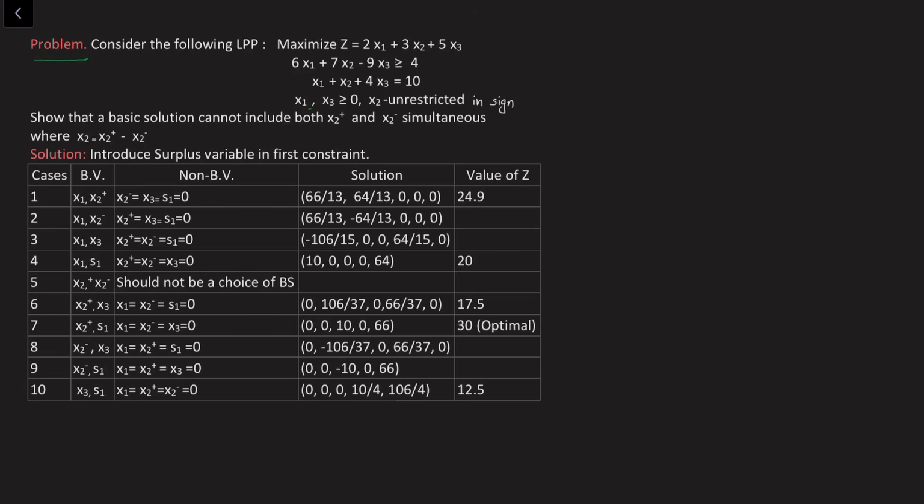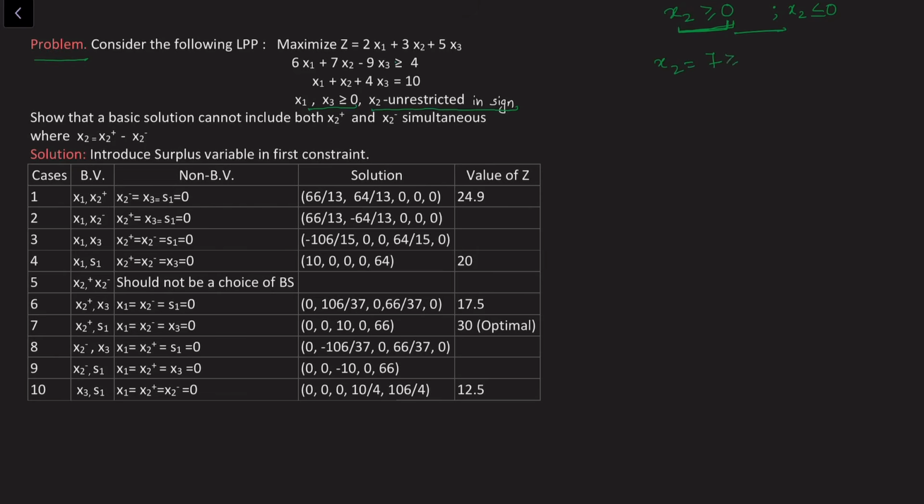Now let's look at this problem. Consider the following LPP: maximization of this, subject to two constraints, and we have decision variables x1, x3 non-negative. But the x2 decision variable is unrestricted in sign. This is what is written in the problem. x2 unrestricted in sign means we do not know whether it is non-negative or non-positive. And we need the decision variables to be non-negative for considering them in a basic feasible solution for any linear programming problem.